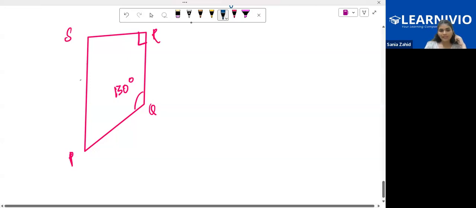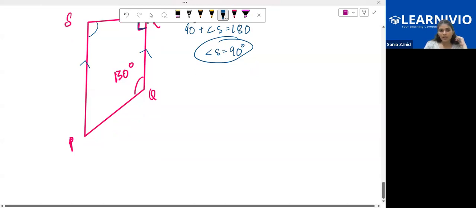Okay, this line and this line right here, they are parallel to each other, right? And if this is 90 degrees, so this angle and this angle, they are adjacent angles. So 90 degrees plus angle S should be equal to 180 degrees. So angle S should be equal to 90 degrees, right?